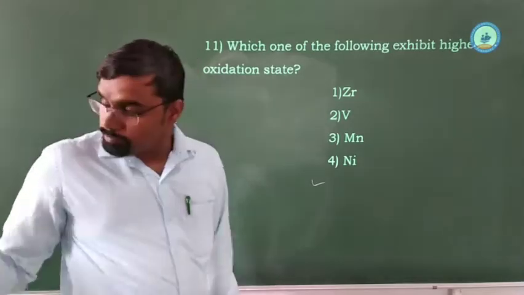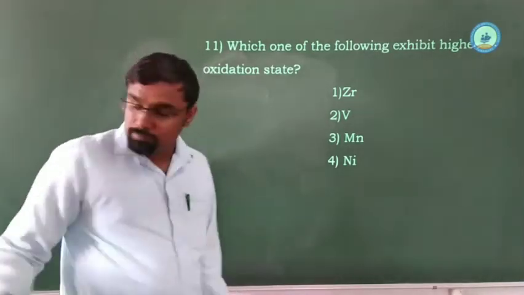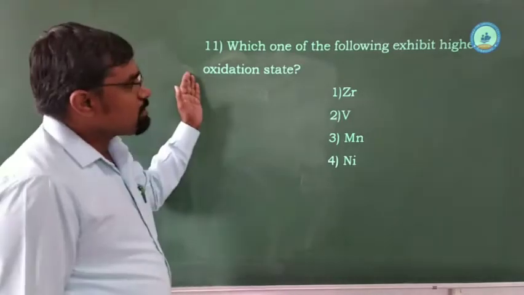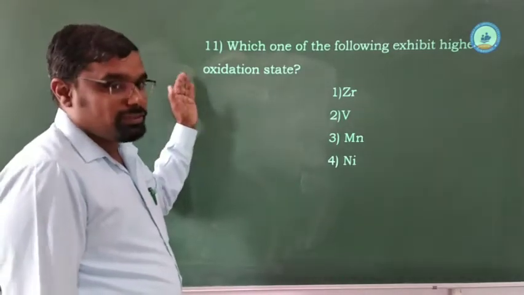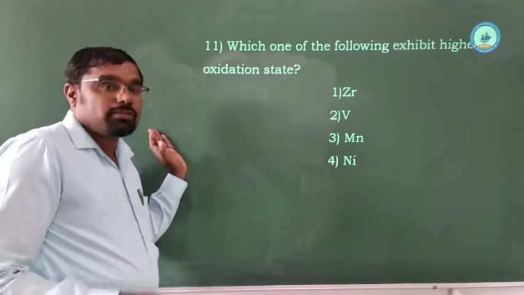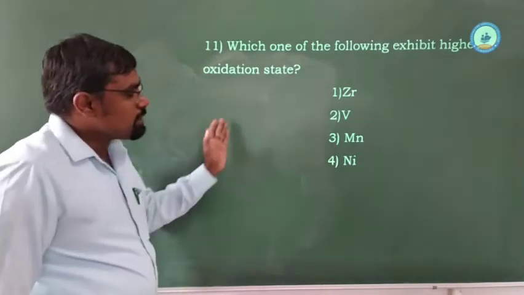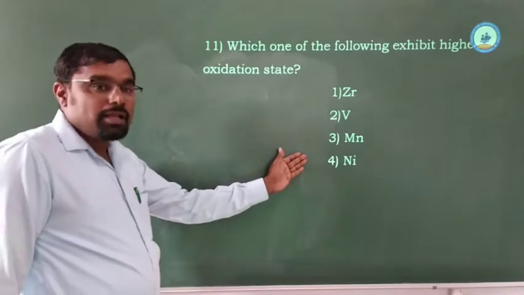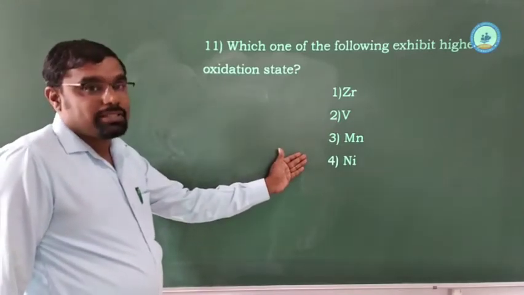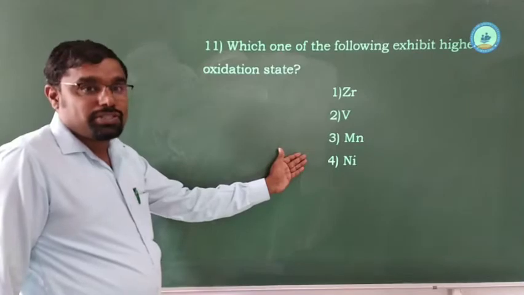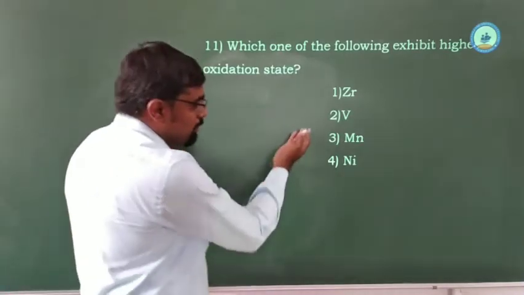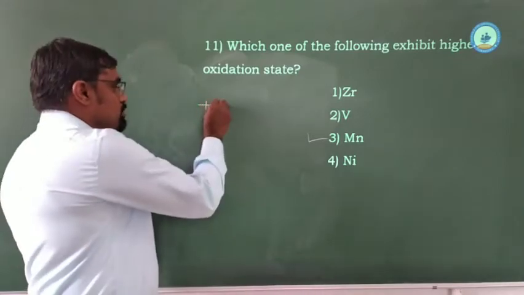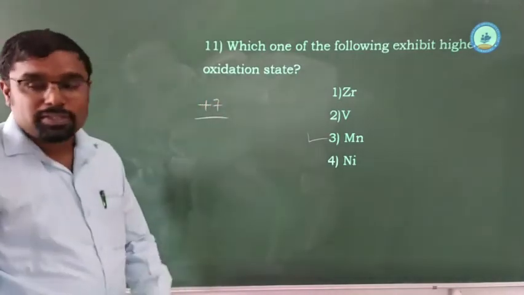Next, which one of the following exhibits the highest oxidation state? This is generally a direct question. You all studied in the theory which is having the highest oxidation state. Commonly you know that one: the middle element of the transition series has the highest oxidation state. That is which one? Zirconium, vanadium, manganese and nickel. So the answer is Mn. The highest oxidation state is in manganese.